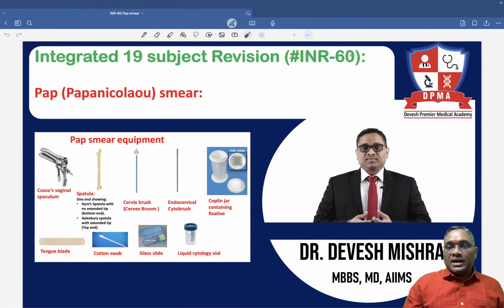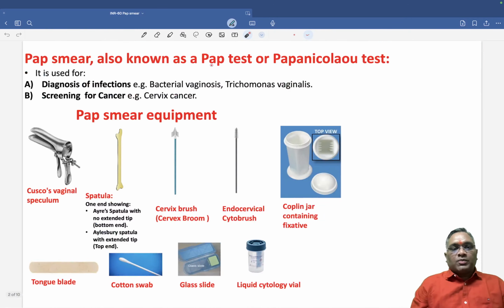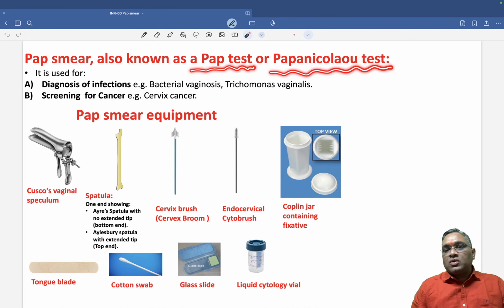Hello everyone. In this INR number 60, we are going to discuss a very important topic for all the exams. It is good for NEET PG, FMG and INICT all, and you will see the questions in your exam from here. Right? So that is pap smear, which is also called Papanicolaou smear, also known as pap test or Papanicolaou test.